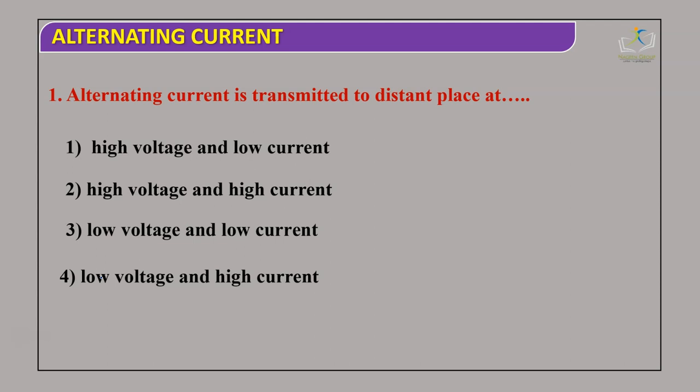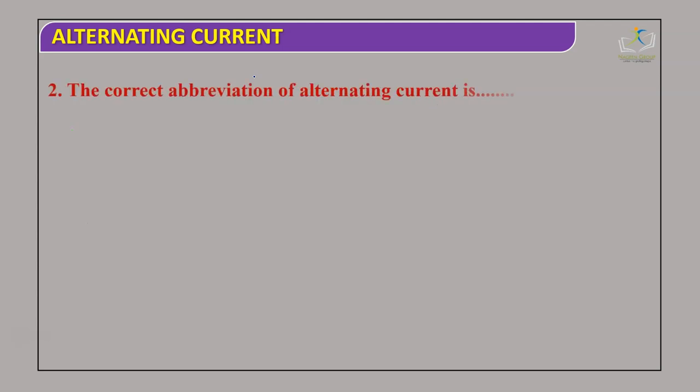You have to use your mind here to solve this particular problem, if you have the knowledge which I explained in the previous topic. What is the meaning of alternating current? It is basically a current that changes periodically with respect to time. So the correct answer for this is what? High voltage and low current. Alternating current is transmitted to a distant place at high voltage and low current.